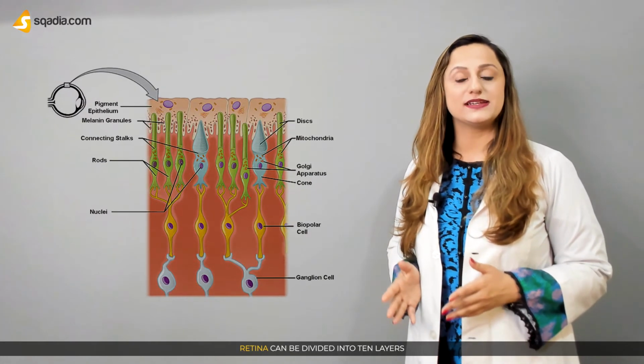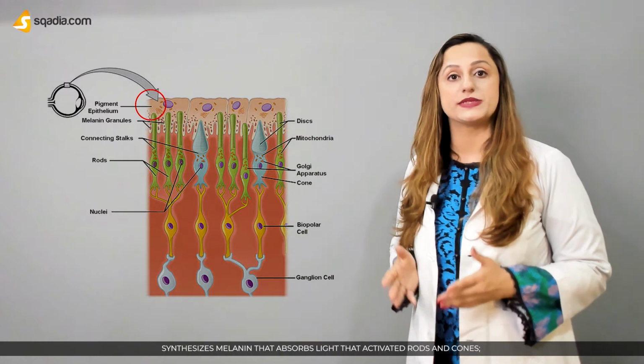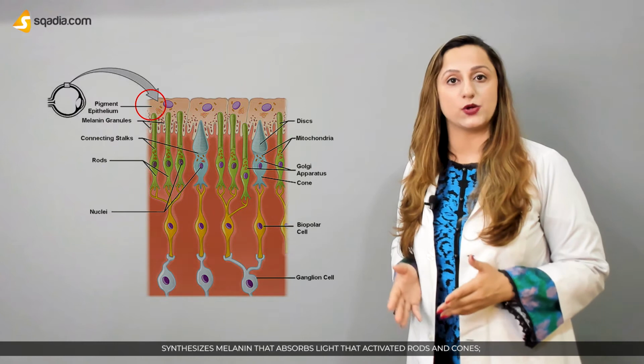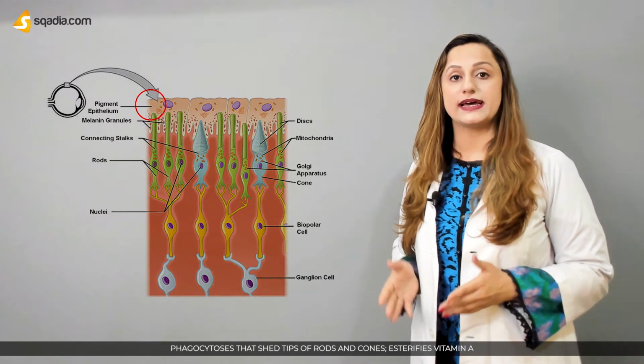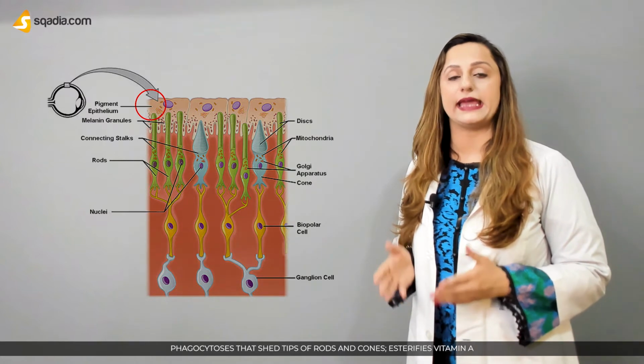Retina can be divided into 10 layers. Pigment epithelium synthesizes melanin that absorbs light that activates rods and cones, phagocytosis that sheds the tips of the rods and cones, and esterifies vitamin A.